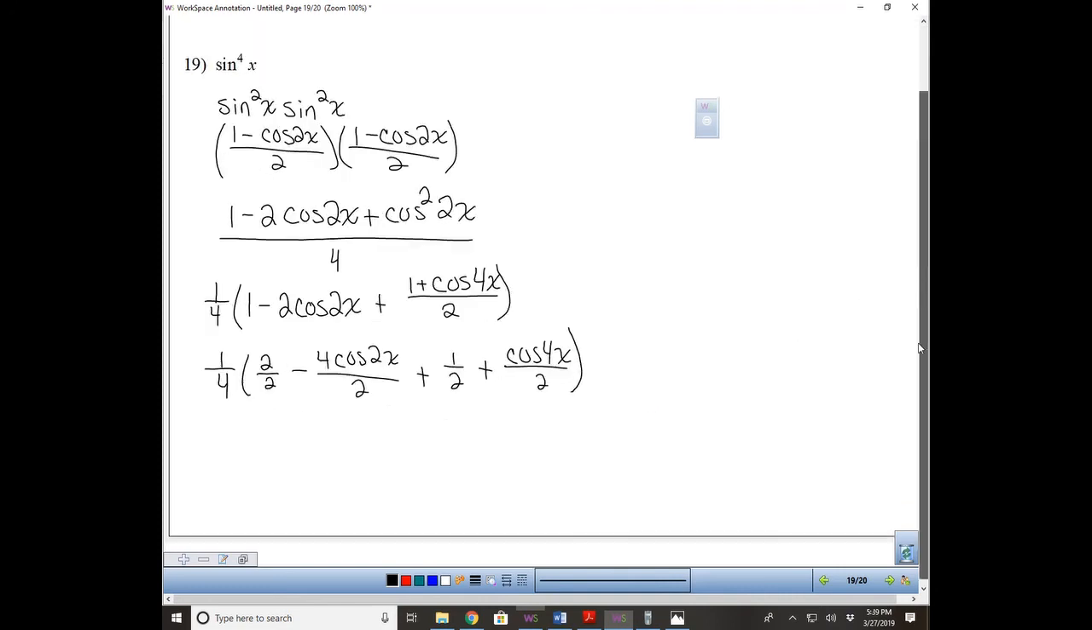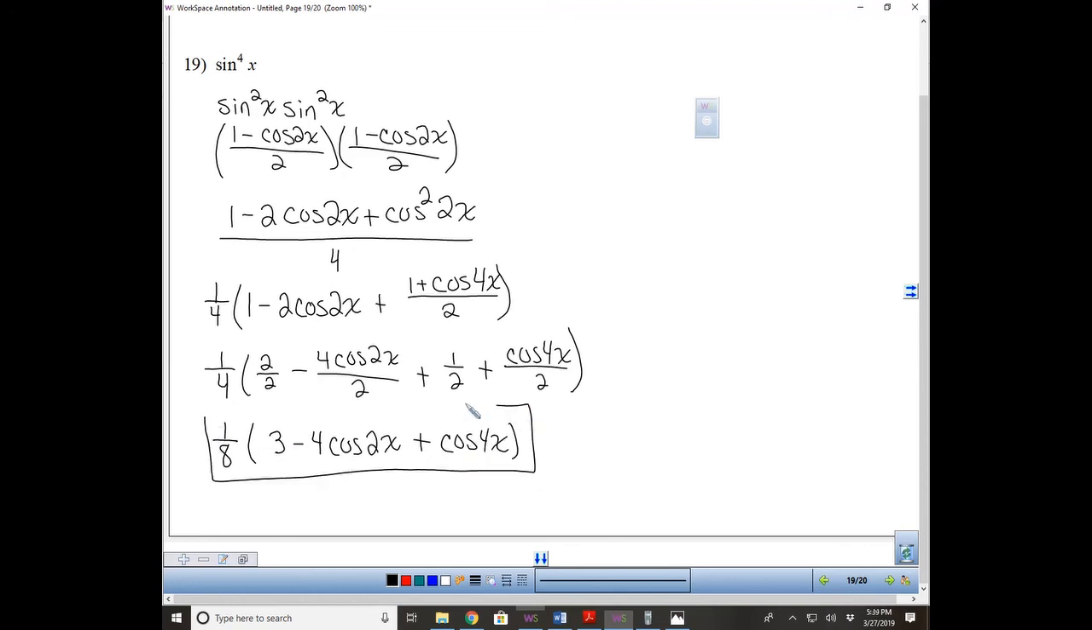All right, so I'm going to factor out a 1/2, which is going to make this 1/8. And I'm going to combine my like terms. So I have a 2 and a 1, which make 3. And then I have minus 4 cosine 2x plus cosine 4x. And I don't have any powers that are bigger than 1.